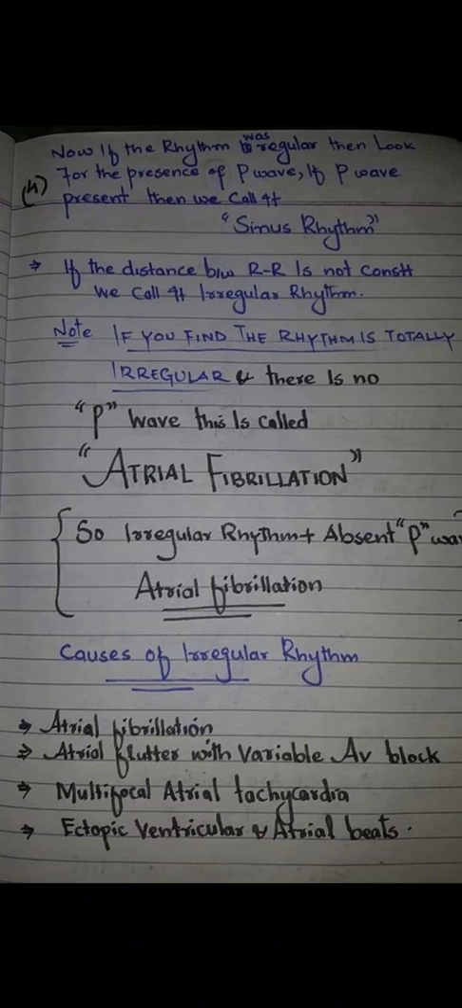Now if the patient has a regular rhythm, look for the presence of a P wave. If there is a P wave, it's a sinus rhythm. If the distance between RR is not constant, we call it an irregular rhythm. If there is absence of P wave, then it's called atrial fibrillation. If you find the rhythm is totally irregular and there is no P wave, this is called atrial fibrillation. So irregular rhythm plus absent P wave is called atrial fibrillation. And causes of irregular rhythm.